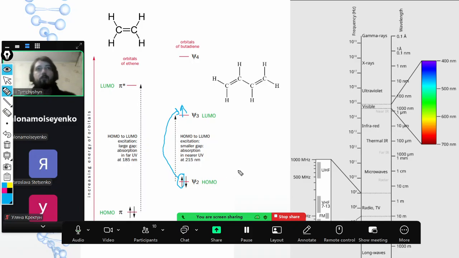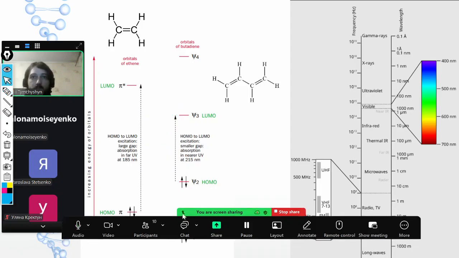When we are, let's say, engineering some sort of biological photoreceptor, that's what we want. We want some molecule that will absorb a photon and something will change. Then these changes will be somehow detected by our system. So this promotion from HOMO to LUMO, that's basically absorption of the photon.